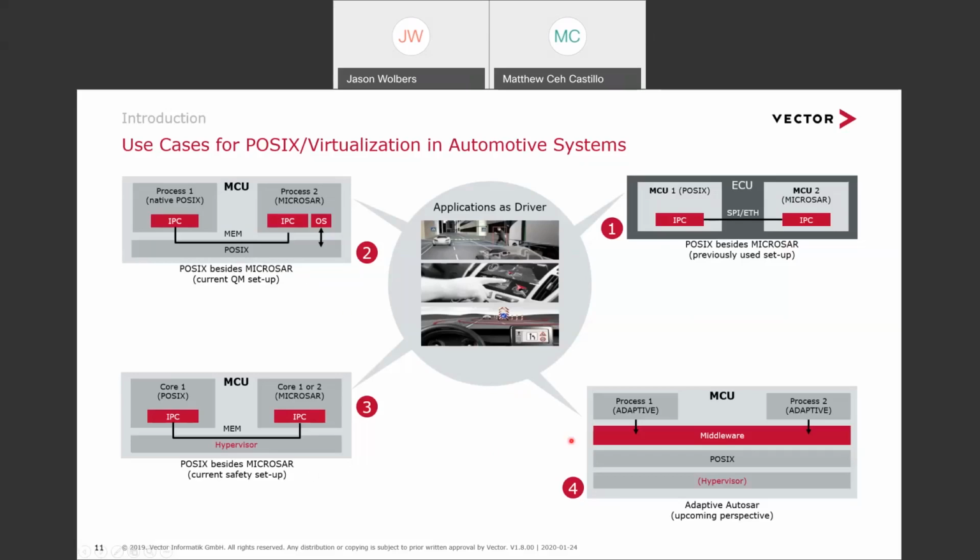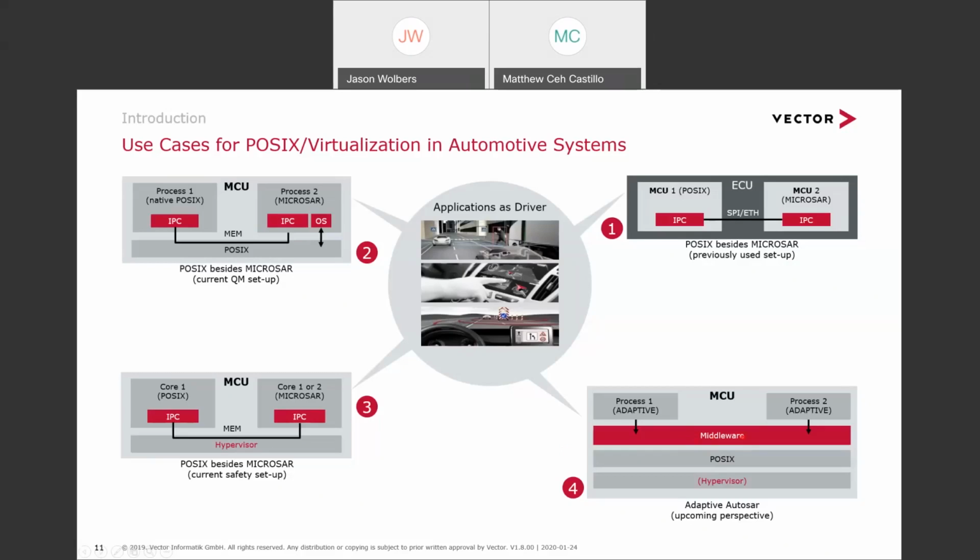Now this brings us to adaptive AUTOSAR, and this is the vision moving forward when we want to use a POSIX-based environment within the vehicle. And the main difference here that you'll notice is the system is fully running a POSIX operating system, except what we're doing is we're going to add a middleware layer on top of that existing POSIX system, and that middleware layer is adaptive AUTOSAR.